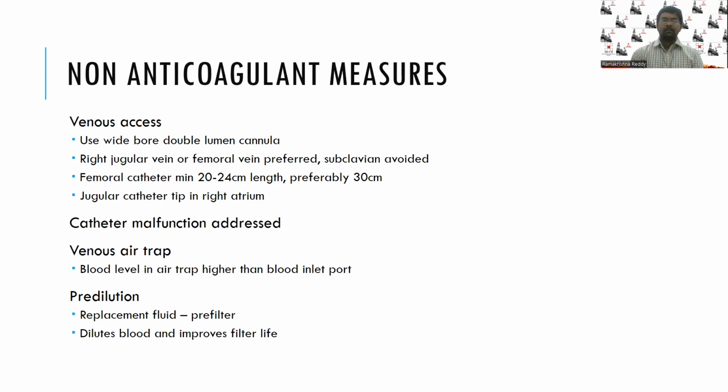and promotes clotting. Make sure that when you are using a femoral catheter, it is preferably 30 centimeters in length, or at minimum 20 to 24 centimeters, and the jugular catheter tip should be in the right atrium to achieve a good flow. Any catheter malfunction should be addressed immediately to prevent clotting in the circuit. Also, for the venous air trap, the blood level in this trap should be higher than the inlet port to prevent clotting. Another technique by which you can prevent clotting is using pre-dilution.